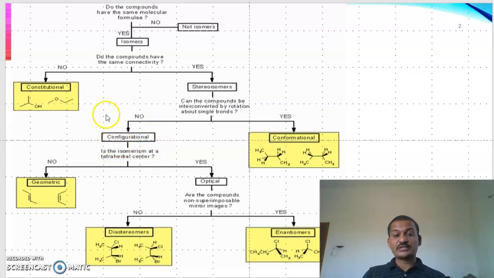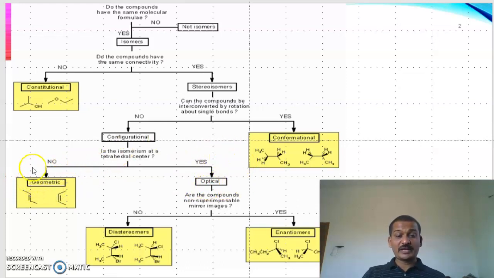So these configurational isomers are again subdivided into two types. One is geometrical, another one is optical. So the main difference between these two isomers is the presence of a tetrahedral center or chiral center. What is meant by a tetrahedral center or chiral center? It is the center which is attached to four different groups. If that kind of center is absent, then that is the geometrical isomer. If it is present, then it is the optical isomer.